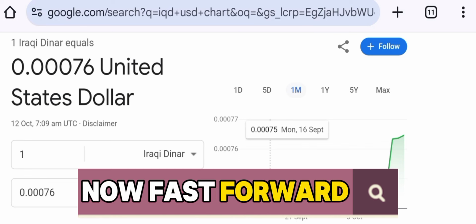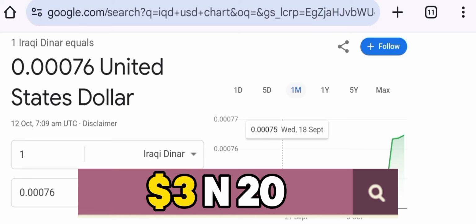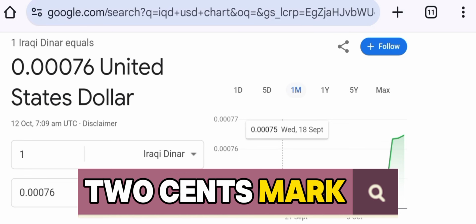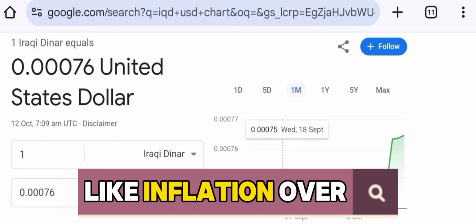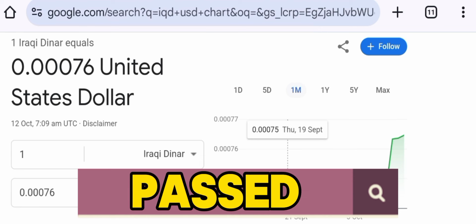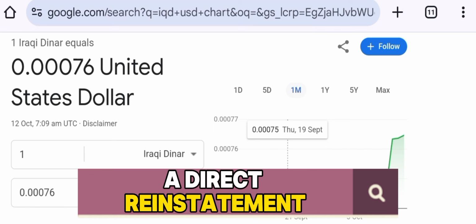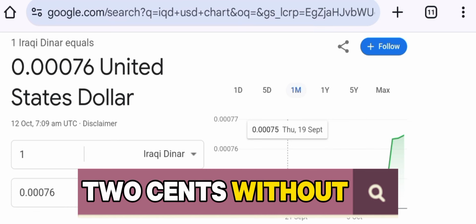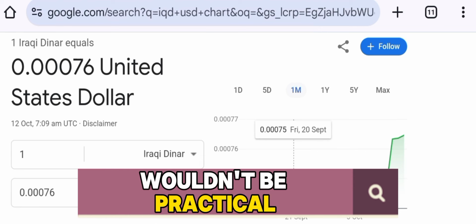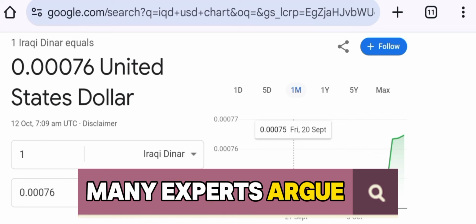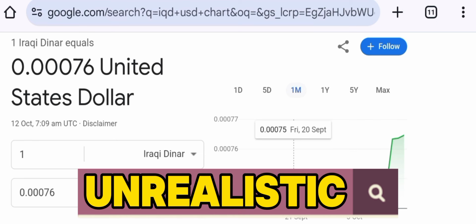Now, fast forward to the present. Many people are hopeful that the dinar will return to this $3.22 mark. However, there are major factors that need to be considered, like inflation. Over 20 years have passed, and economic conditions have drastically changed. A direct reinstatement to $3.22 without considering the inflation and the shifts in global economies wouldn't be practical. Many experts argue that such a high value over 2 decades later would be unrealistic.